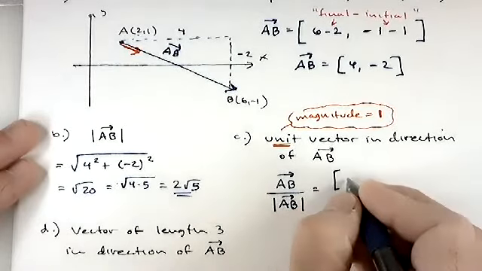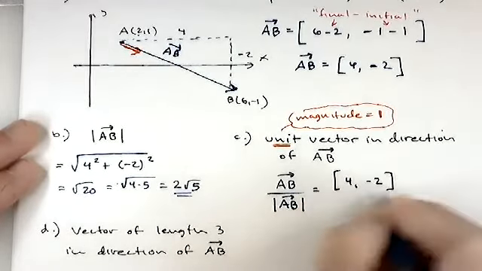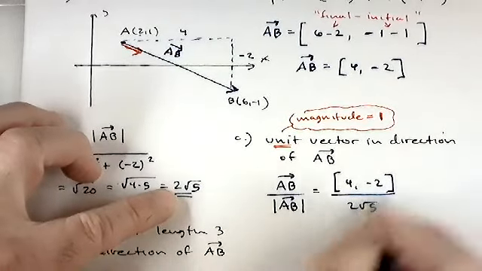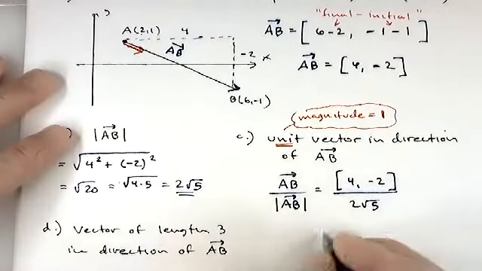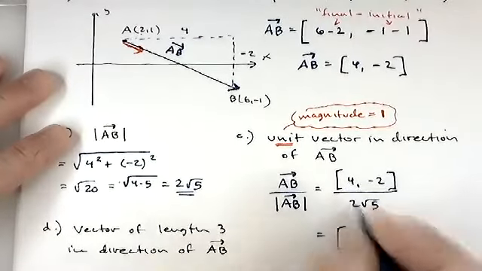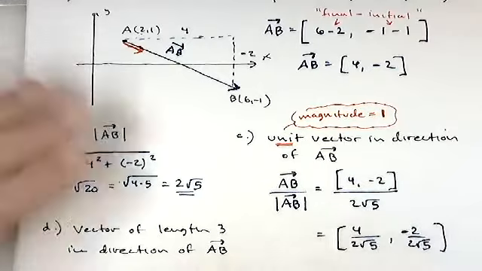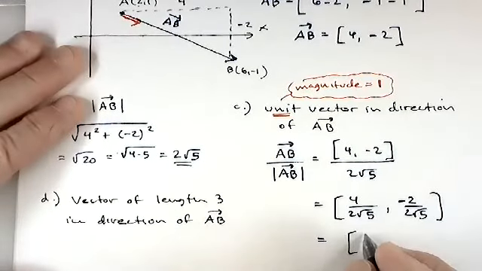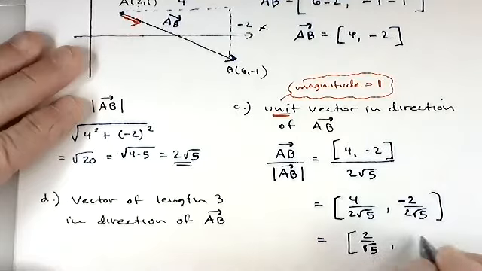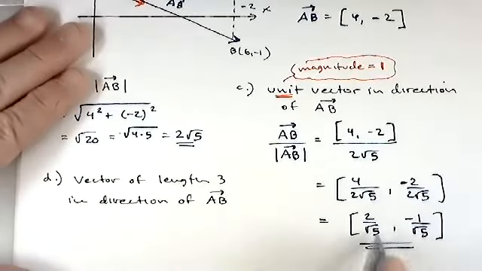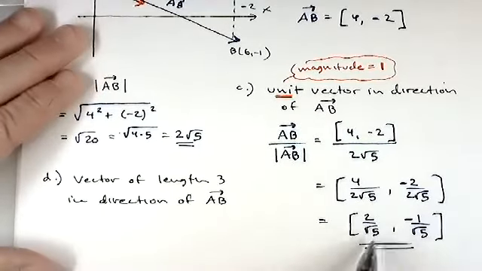So that looks like 4, -2 divided by, we'll say, 2 root 5. And what you can do is you can actually divide that into both of them. So this could be thought of as 4 over 2 root 5, -2 over 2 root 5. I guess I should simplify that, which is 2 over root 5, -1 over root 5. Don't worry, you don't have to rationalize. You don't have to get rid of the square root of 5 in the denominator.